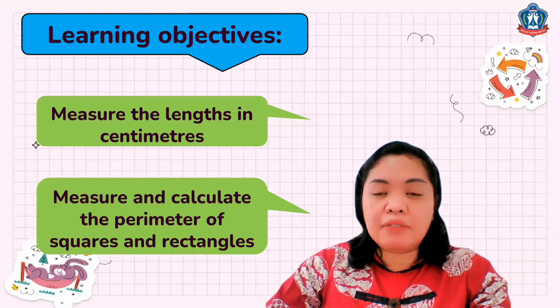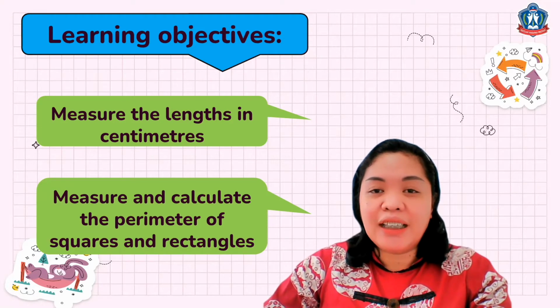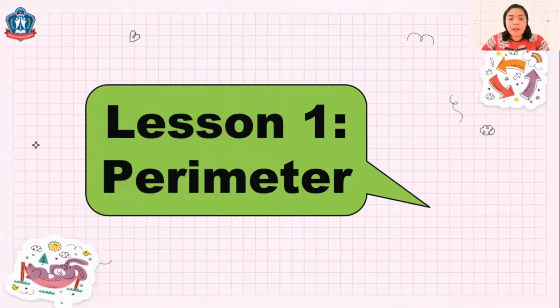The learning objectives for this lesson are to measure the length in centimeters and to measure and calculate the perimeter of squares and rectangles. So P4, are you ready? Come on, let's start. Okay, let's start lesson 1 about perimeter.